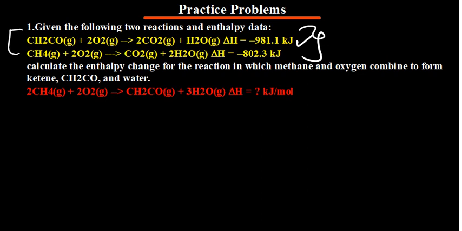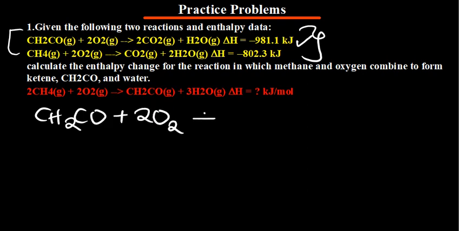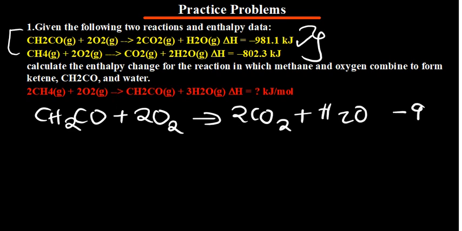So what do we have in the equation? We have CH2CO plus 2 oxygen, giving us 2 carbon dioxide plus H2O. The enthalpy is negative 981.1. Alright, we need to compare this equation with the main equation, because the question says, given the following two reactions and enthalpy data, calculate the enthalpy change for the reaction in which methane and oxygen combine to form that.